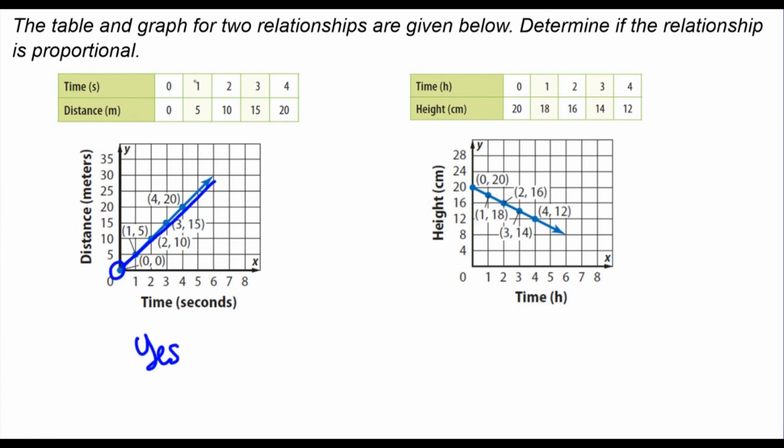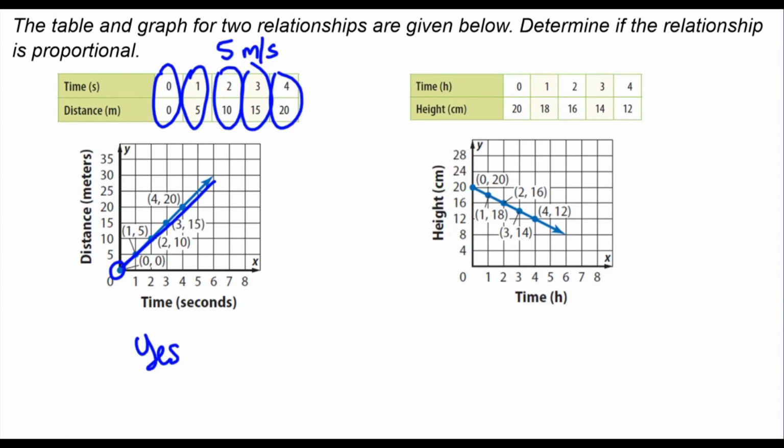And if we test it, we can see that every one of these unit rates here is going to be 5 meters per second. Every one of those has a unit rate of 5 meters per second. So that is a constant rate. And then we don't use 0, 0 as one of those because you can't divide by 0. That's undefined. So all the other ones in the table are 5 meters per second. So that is a constant rate. And the graph confirms that this is a proportional relationship.